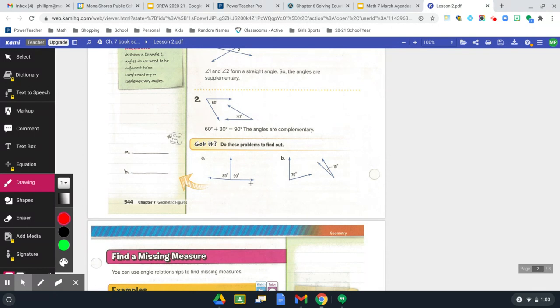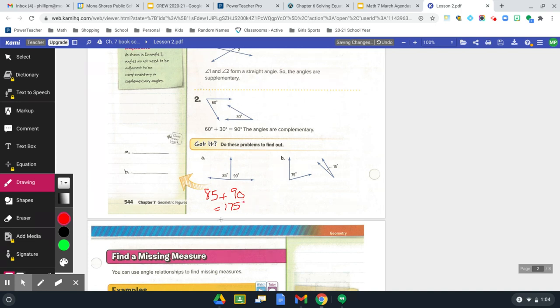So first thing that should tell you is, well, this can't possibly be supplementary because it doesn't have that perfectly straight line at the bottom. Second way that you could check just to make sure is you could take those two angles and add them. So you could do 85 plus 90 and just double check. Do you get 180 when you add those together? And you don't, right? This is actually 175 degrees.